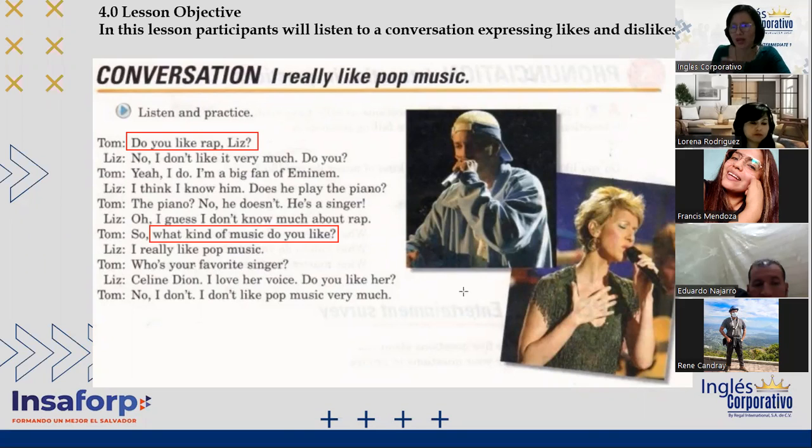Now, with the second question, I'm asking for details, right? So those details that I would like to know about this person. So what kind of music do you like? I can say, I like rock music, or I like romantic music, or I like pop music. You name it. With the second question, I'm asking for details. And we were saying that that's the main difference, right? If I ask a yes, no question, that's what I'm looking for. Eso es lo que estoy buscando, un sí o un no, either a yes or a no. But if I'm asking a WH question, I'm looking for details, un detalle específico, detalles específicos o información específica, right?